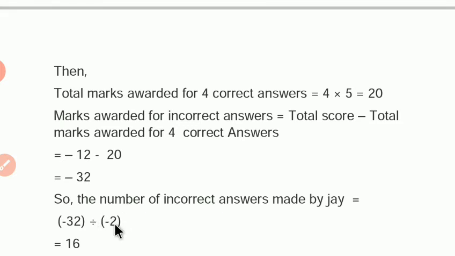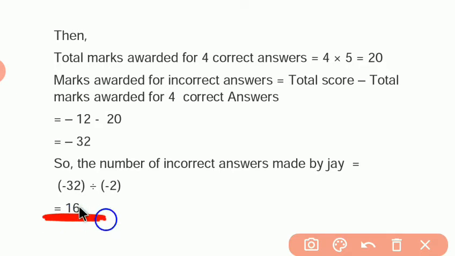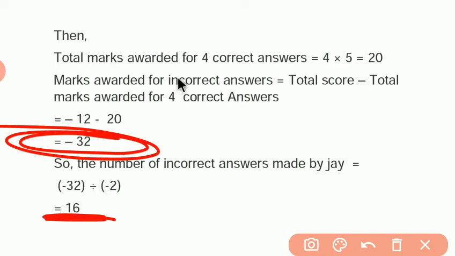We have to divide by the marks for one incorrect answer. So minus 32 divided by minus 2. If you divide this, you will get 16. It means he has done 16 incorrect answers. That's why he got minus 32 marks for incorrect answers.